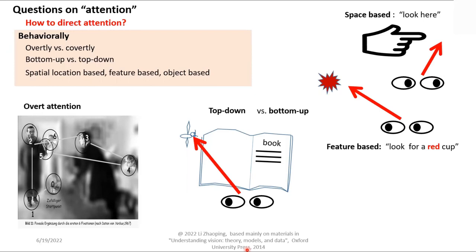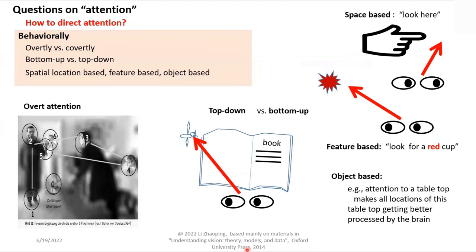You can say, okay, look for a red cup. Anything red in the image in the world will attract your attention a bit more. Or object-based. For instance, if you look at a cup, any location on a cup will also enjoy a bit more CPU processing than a location outside the cup. It's called object-based attention. So this is how we direct attention.